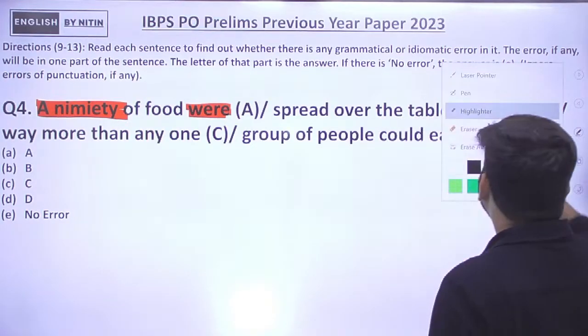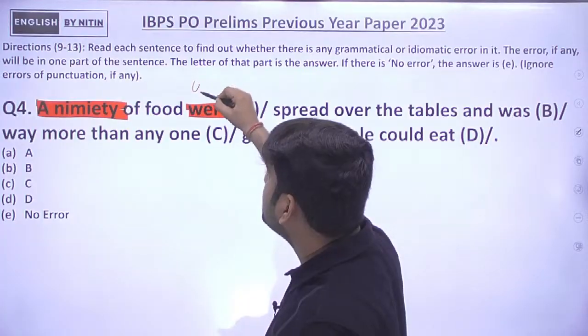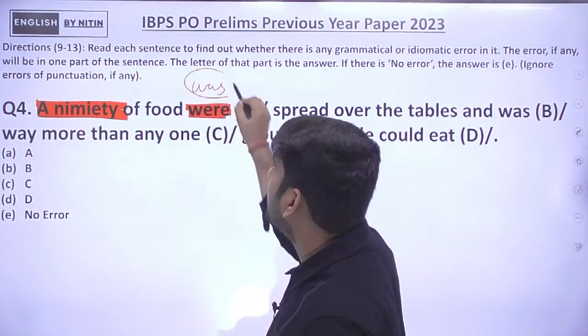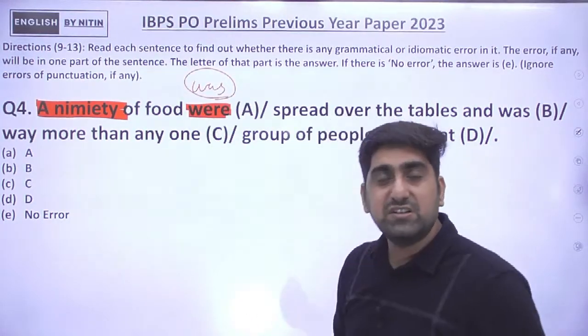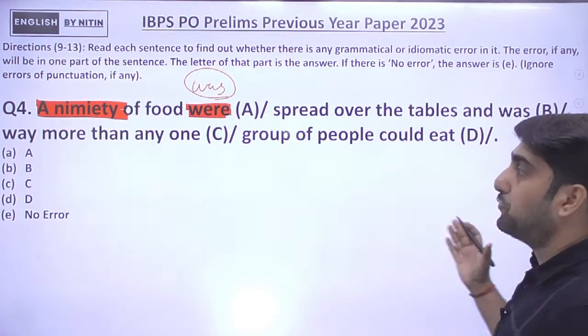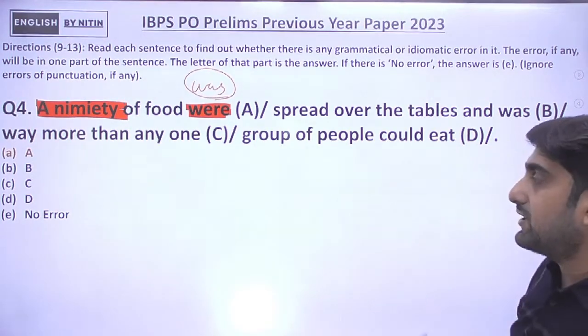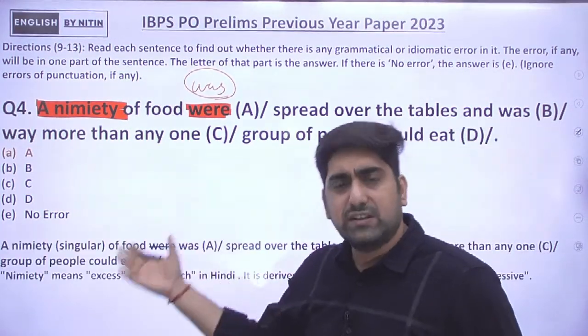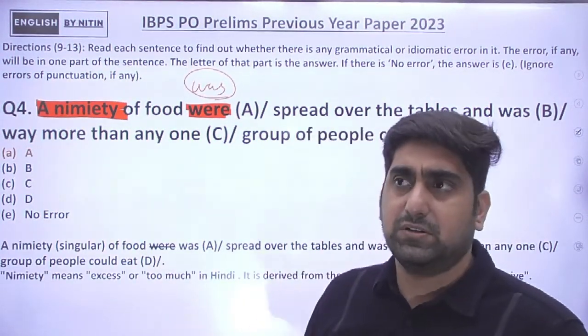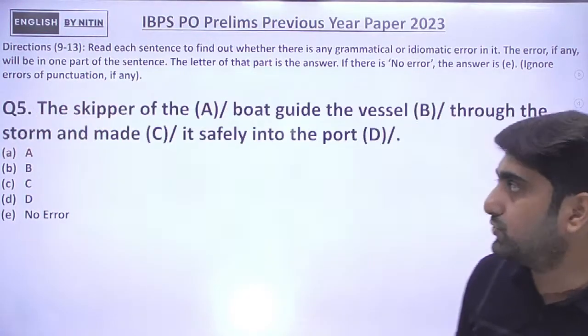So the error is that the wrong conjugation of verb is given. The right conjugation will be was. An enormity of food was spread over the tables and was way more than any one group of people could eat. So the answer is option choice number A. Since an enormity is a singular subject, it agrees with a singular verb, we should put a right conjugation.